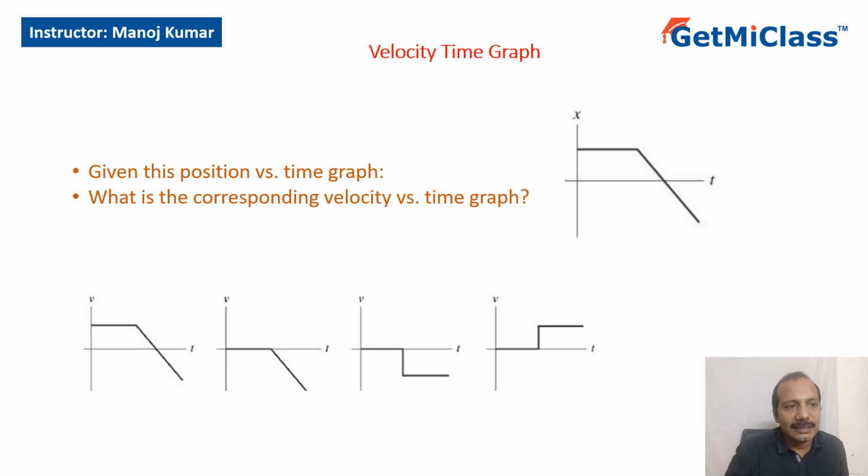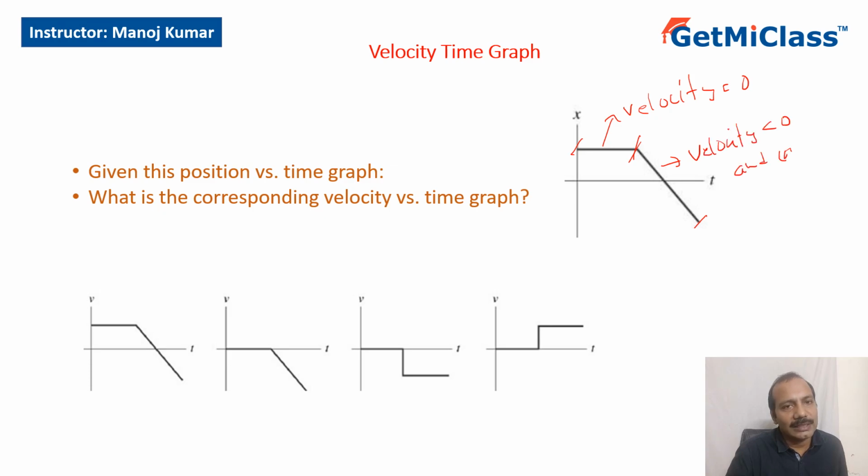Now let's look at another example. What does it say? Given this position versus time graph, what is the corresponding velocity versus time graph? Now here you can see that from this point to this point, position is constant. So position constant means what can you say about velocity? Velocity equal to 0. Now from here to here, position is decreasing, or the slope is negative. This part, we can say velocity is negative and constant.